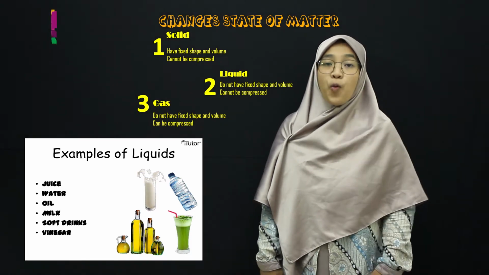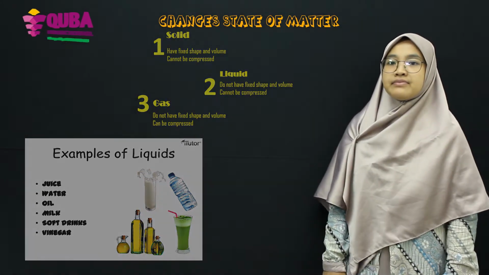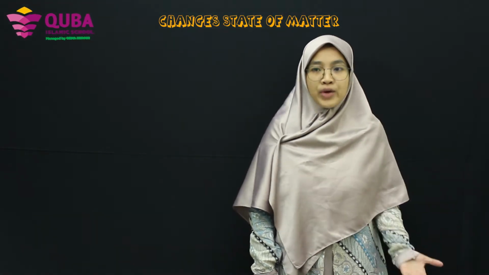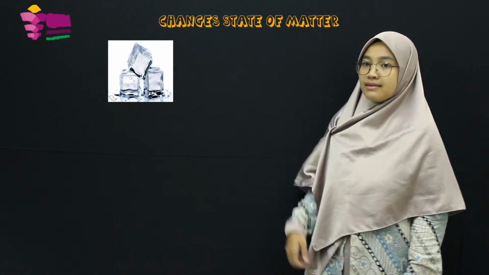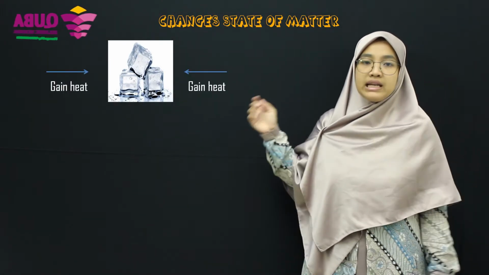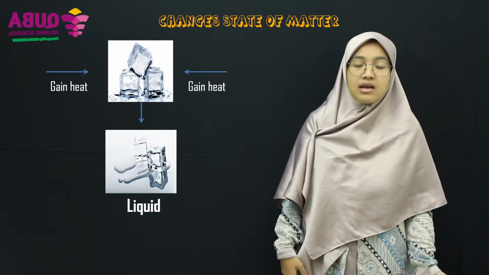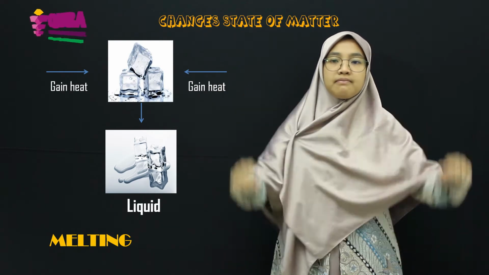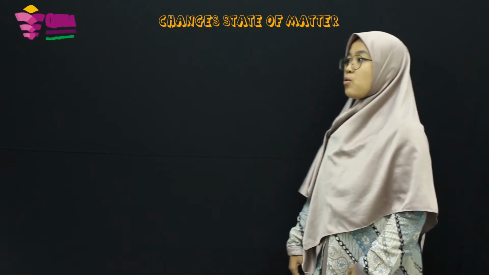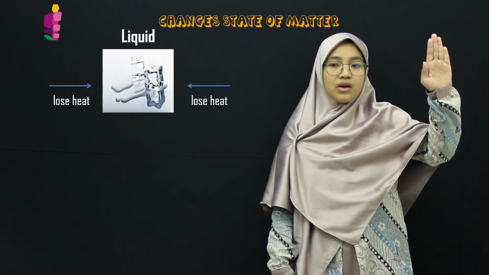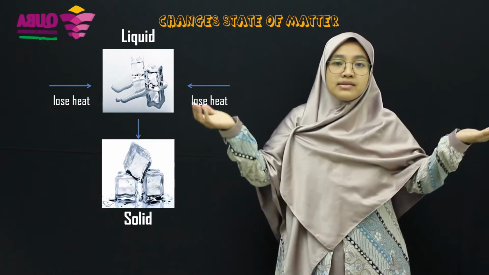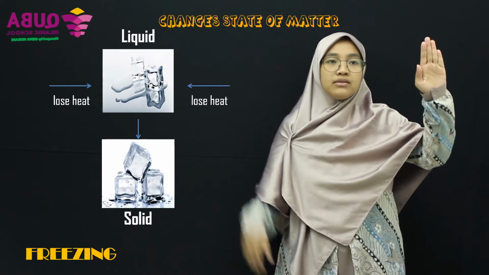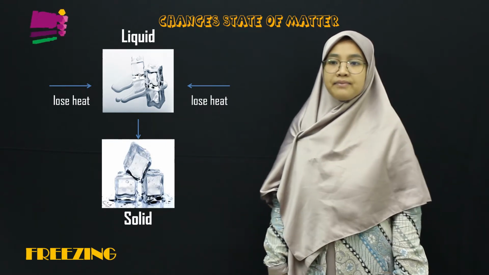Matter can change state when we heat it. For example, I have a solid like an ice cube. When we give heat, the solid will become liquid. We call that process melting, from solid to liquid. And for another example, water as a liquid will become solid through the process of freezing. Remember, liquid to solid is freezing.